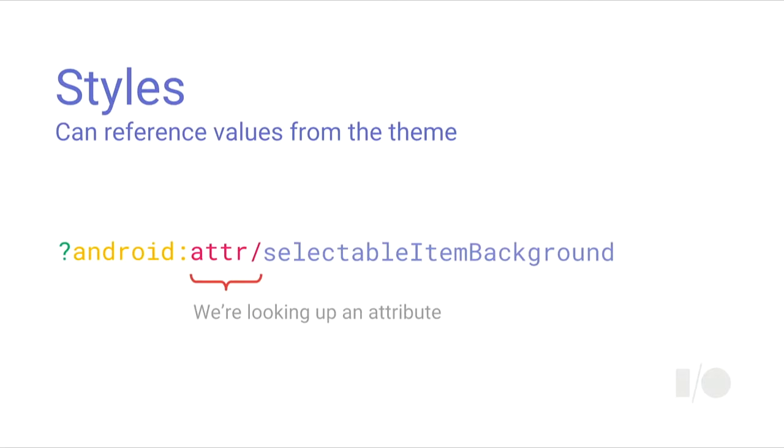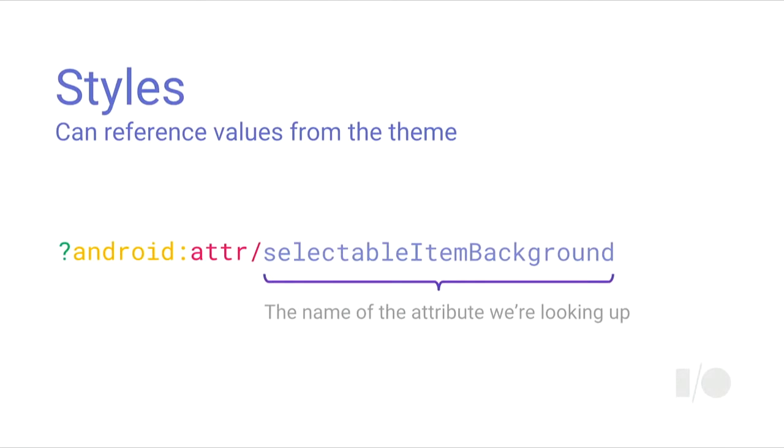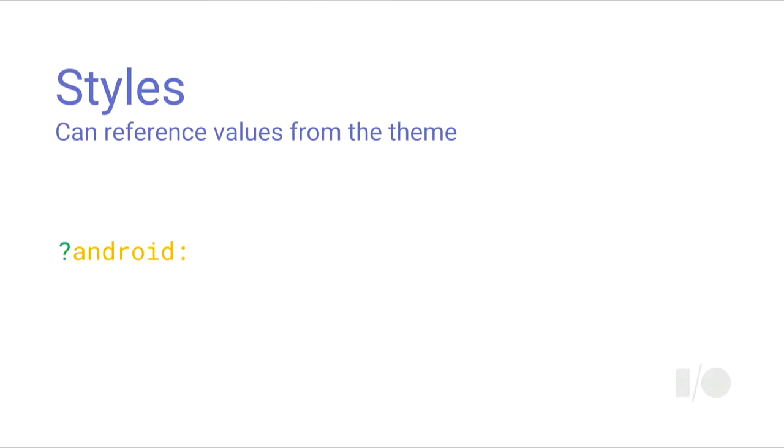Then we have attr/. Now, that denotes the type of thing we're going to be looking up. Now, in true Android fashion, we only have one type, which is attr. So you can actually omit this, which you'll see in a minute. And then we have the last bit, which is the actual name of the attribute we're going to be looking up. Now, as I said, the type is optional, which is probably why you've seen this syntax. So the attr/ is omitted. It works the same.